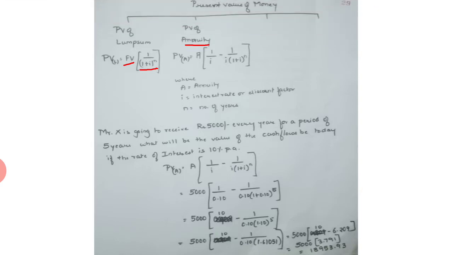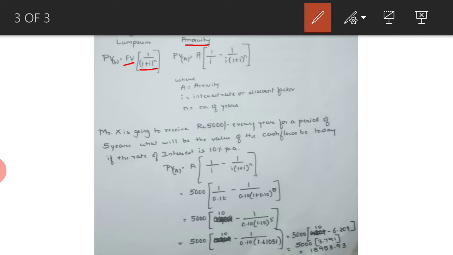Now let's check the formula for present value of annuity. Present value of annuity is equal to A into bracket 1 upon I minus 1 upon I into 1 plus I raised to n, where A stands for annuity, I is the interest rate or the discount factor, and n is the number of years.